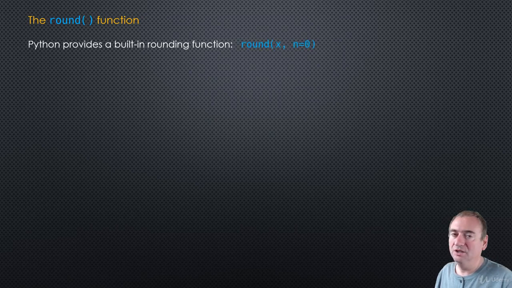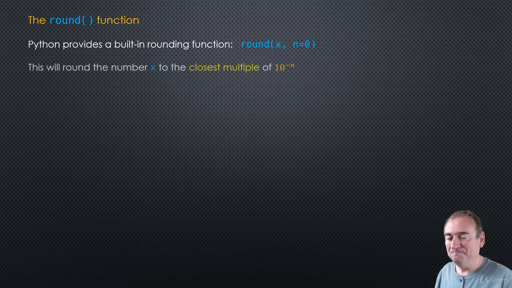And it takes in at least one mandatory parameter, which is the number we want to round, and then another parameter n that defaults to 0 that specifies the multiples of 10 that we want to round to. So we'll wrap our heads around what that means exactly.